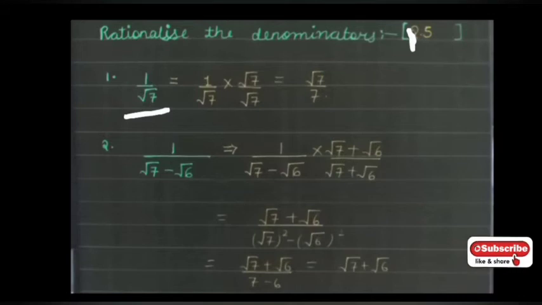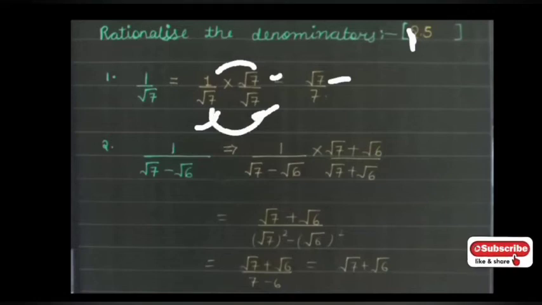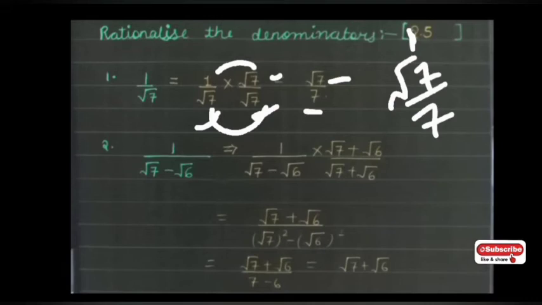So what you will do? I told you about the 4 plus root 3 will be 4 minus root 3. But what about only root number is there? Then you just have to multiply and divide by that root number. If you have 1 by root 7, then it will be multiplied by root 7 and divided by root 7. And what will happen? 1 into root 7 will be root 7, and root 7 multiplied by root 7 is 7. So your answer is going to be root 7 by 7.